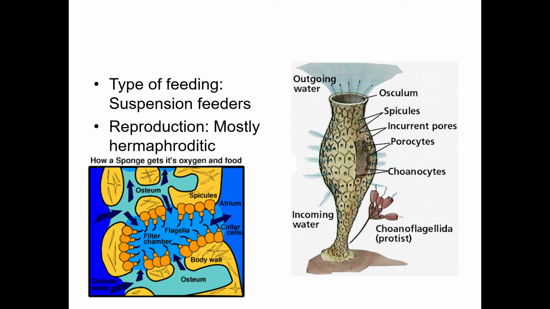They're suspension feeders, and we'll see this in lecture, they have different structures, like the osculum and the cavity. Water is brought in with particles in it, and those particles get filtered out and then used by the animal for nutrition. They have hermaphroditic reproduction.